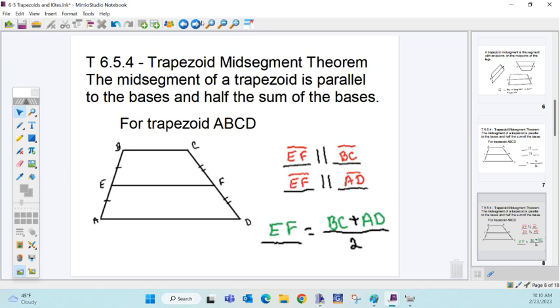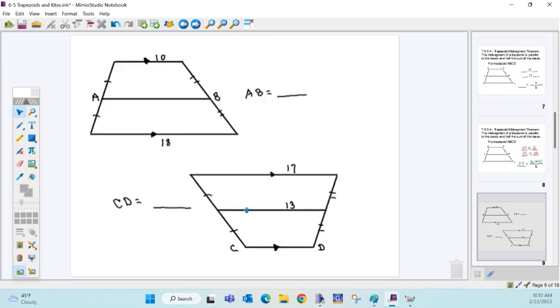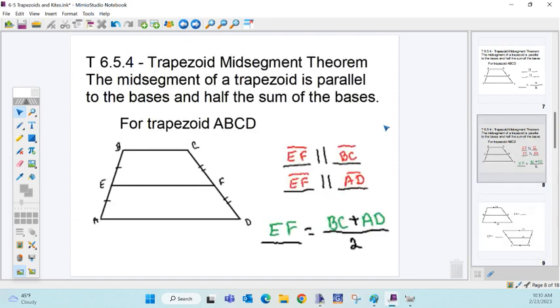Of course, we're going to have to do some problems based on that. So here's a couple of problems. Oh, I didn't get that down. You didn't get that? All right, so let me back up. All right, now I got it.